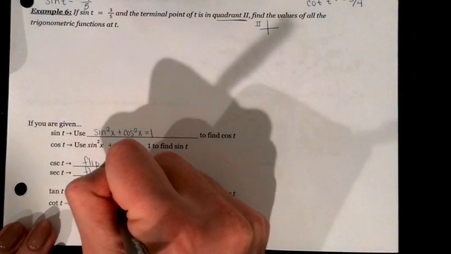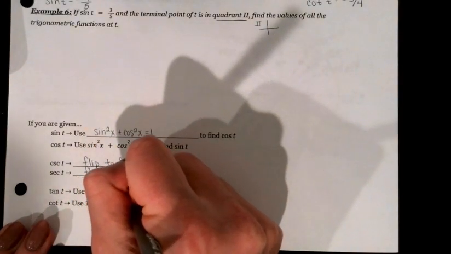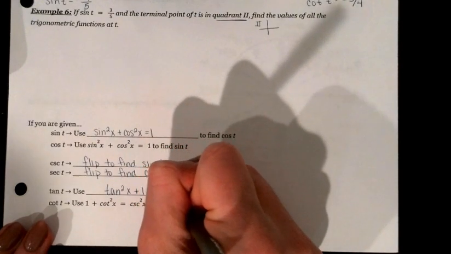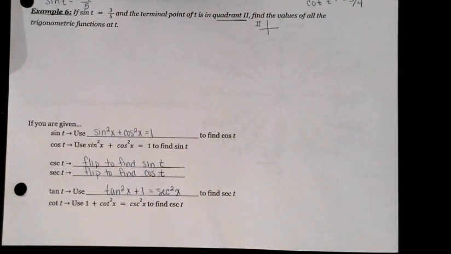If I'm given tangent, I want to use tangent squared plus 1 equals secant squared. That's the only trig identity that has tangent in it. And then if I'm given cotangent, I want to use this trig identity. It's the only one with cotangent in it.